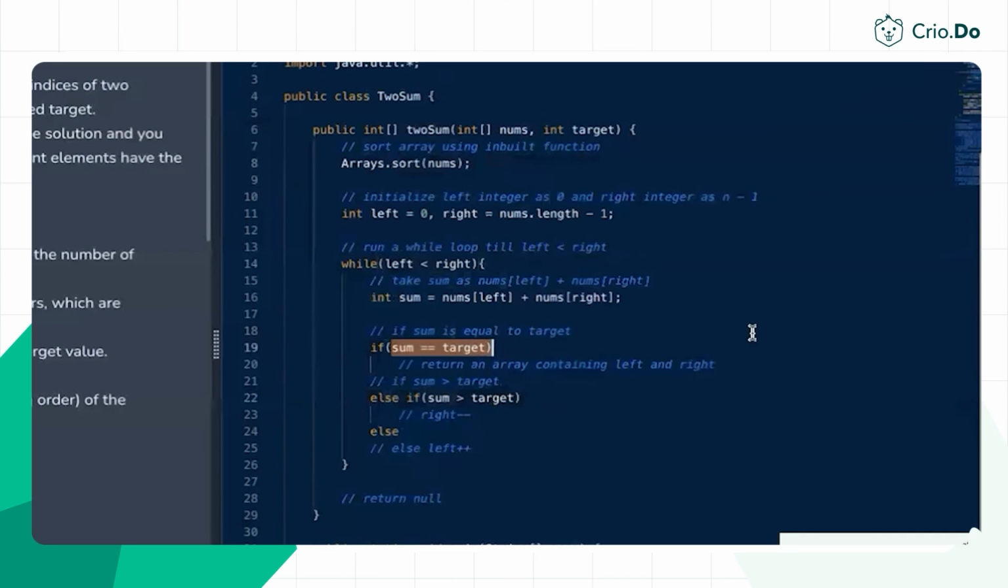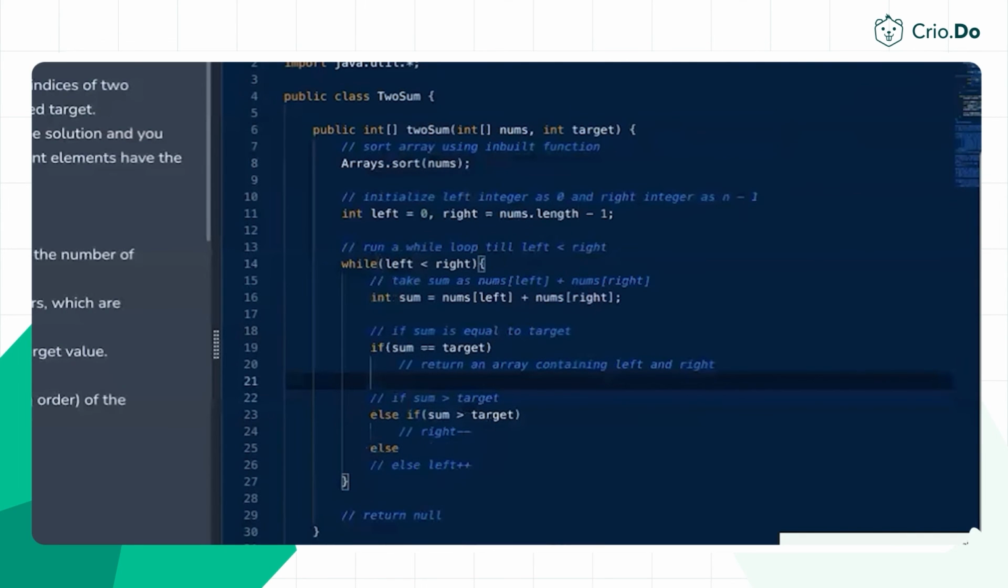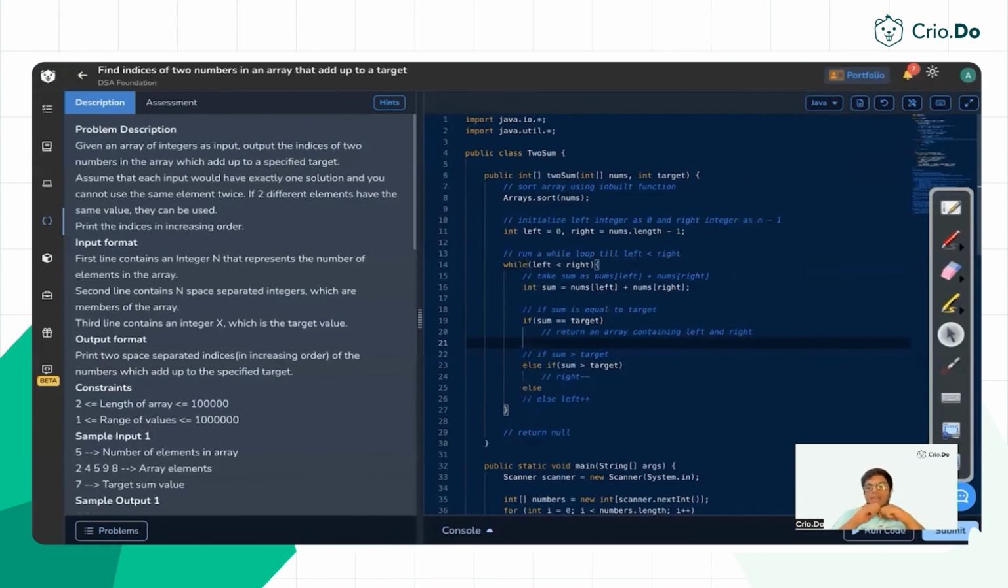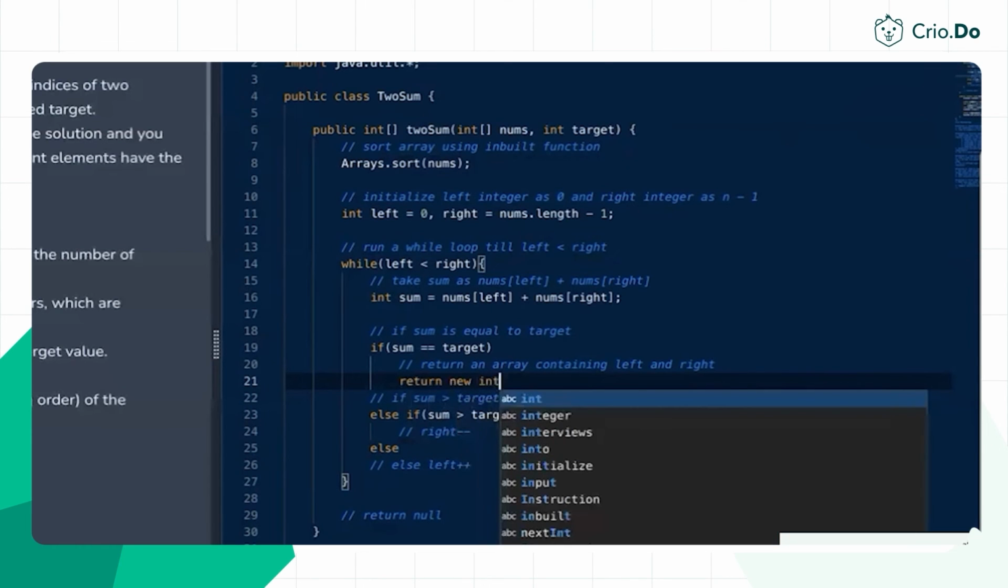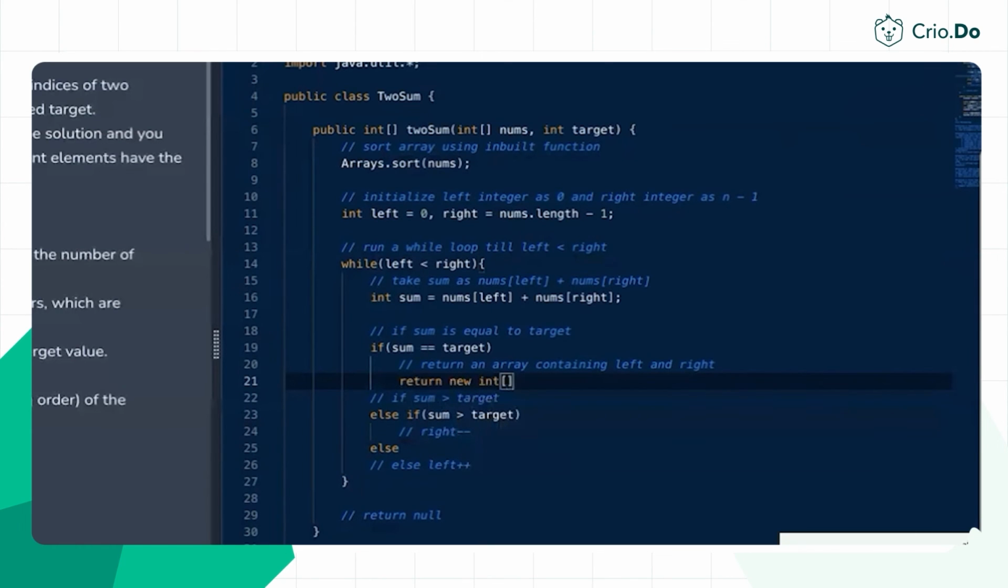What do we have to do if the sum is found? If the sum is found, return an array containing two values, left and right. So in one line, how can you return an array having two values, left and right? Return a new array, that is the new keyword, int array specifically. Square bracket means an array. But no need to specify the size 2 and then give the values as array of 0, array of 1.